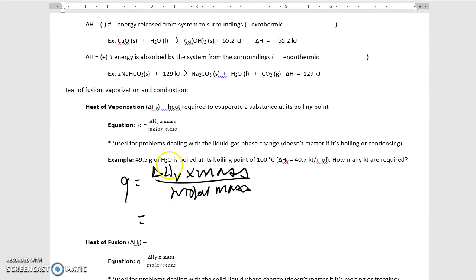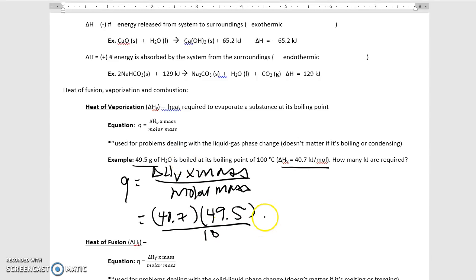We're solving for Q, so we're going to plug in the delta HV, which comes from here. So we've got 40.7 times the mass, which is 49.5, divided by the molar mass. Keep in mind we have water here, H2O. You add up the molar mass using the periodic table. 2 times 1 for hydrogen plus 16 for oxygen is a total of 18. And you go ahead and calculate. So 40.7 times 49.5 divided by 18, you're looking at about 112 kilojoules of energy.